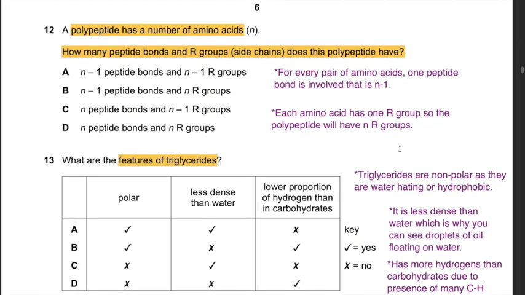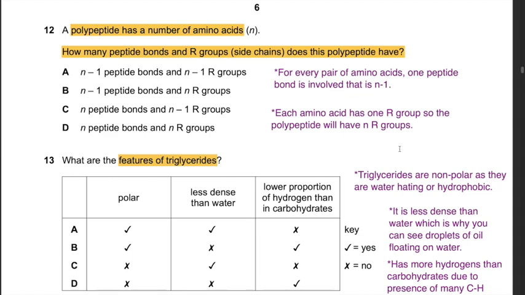Question 12. A polypeptide has a number of amino acids N. How many peptide bonds and R groups, side chains, does this polypeptide have? Over here, for every pair of amino acids, one peptide bond is involved. Because if you look at your textbook diagrams, or even if you Google it, when two amino acids bond together, only one bond is involved, which is the bond in the middle. One bond is involved for every pair of amino acids. And since there are N amino acids, how many peptide bonds would that be? That would be N minus 1, not N peptide bonds, because for every pair, one peptide bond is involved. So that would be N minus 1, leaving us with the answer being either A or B.